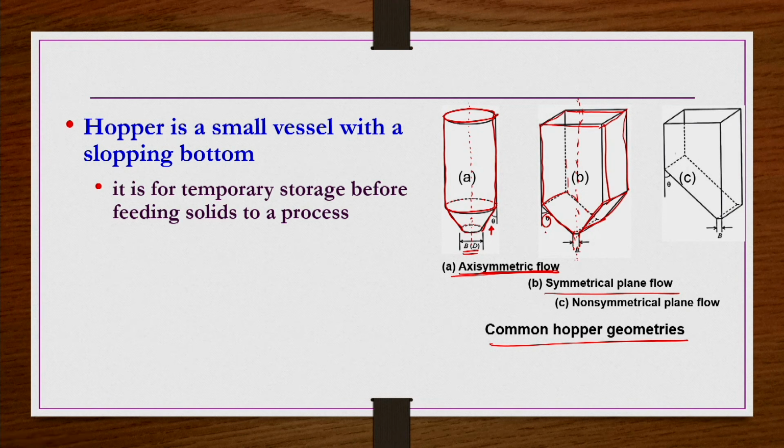This angle is an important factor that decides how much pressure the solids are going to exert on the walls as well as on the floor of the container. This pressure is very important in the design of these hoppers, and we are going to see those things in the subsequent lecture.